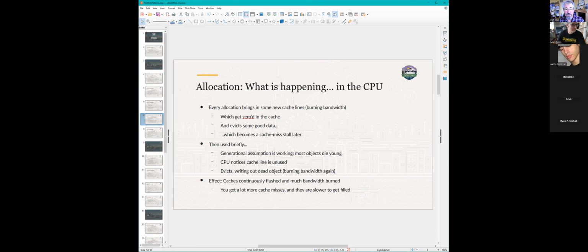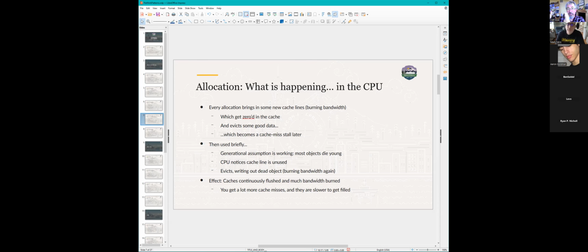But long before Younggen collects it, the CPU notices the cache line is no longer being used. It got filled with real data. It got read out as real data, and then it's not used anymore. It's dead. So it throws the line out, which means it writes the dead data back out to memory, burning bandwidth again. So the effect is your caches are continuously flushed. There's a streaming of writes through the caches that are wiping out line by line by line. And all the good stuff goes out with the bad, and you get a lot more cache misses.